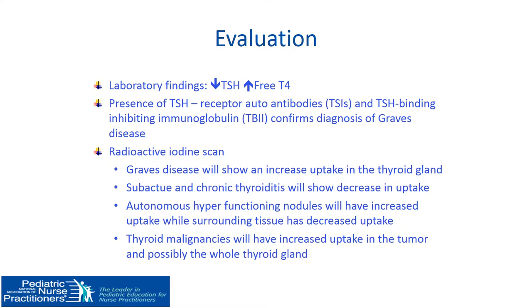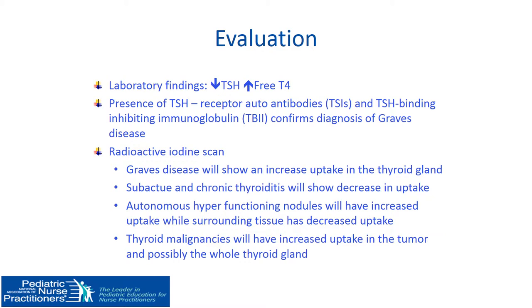Again, laboratory findings are the opposite of hypothyroidism. The TSH is going to be low and your free T4 is going to be high. Your brain is saying there's too much thyroid hormone circulating, shut down, and the thyroid isn't really listening. It's producing all this thyroid hormone and it's over-secreting. The presence of TSH receptor autoantibodies and TSH binding immunoglobulin confirms the diagnosis of Graves' disease.